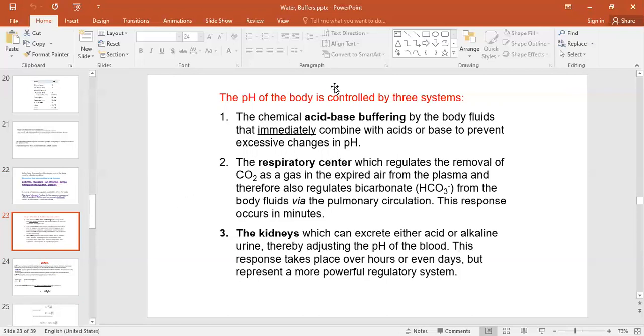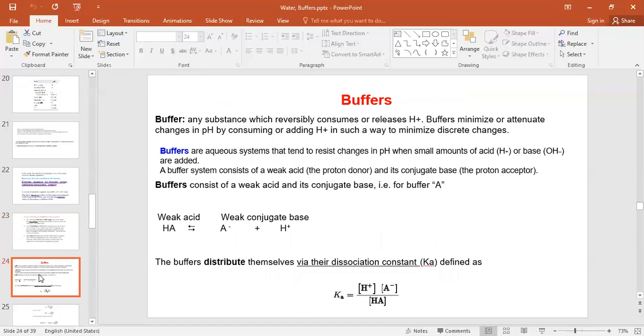Now our purpose is to discuss the acid-base buffering system. Today we are going to discuss the acid-base buffering system and the bicarbonate buffering system, which acts with the respiratory center and regulates our body pH. Now, first of all, what is a buffer? A buffer is any substance which reversibly consumes or releases hydrogen ions.